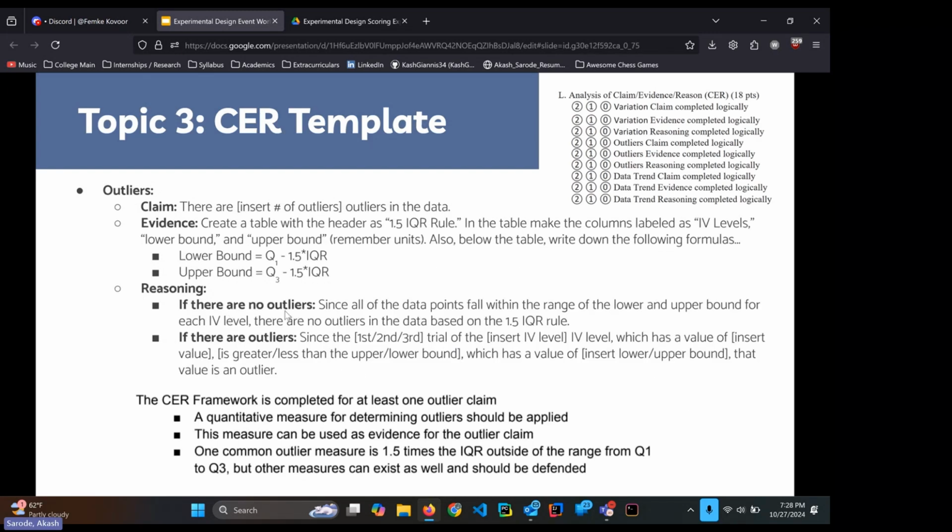So yeah, if you have no outliers, then you'd say since all the data points fall within the range of the lower bound and upper bound, there are no outliers in the data based on a 1.5 IQR rule. And for evidence, you would just provide the lower bound and upper bound.